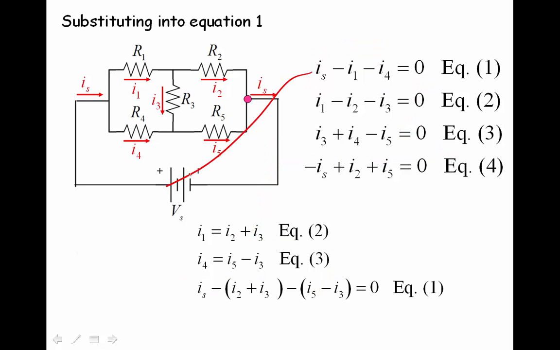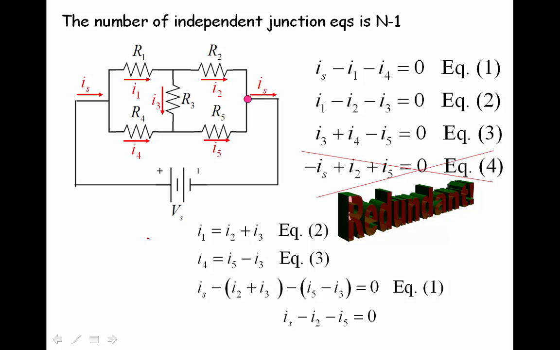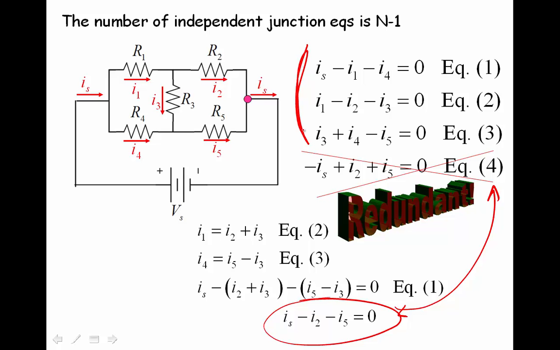So now I jump down here from equation 1 and substitute in for I1 right here and I4 right here that I calculated here. Do a little bit of math, and I end up with this equation. And here we found it is the same equation as equation 4. So by solving these three equations simultaneously, we got this equation.